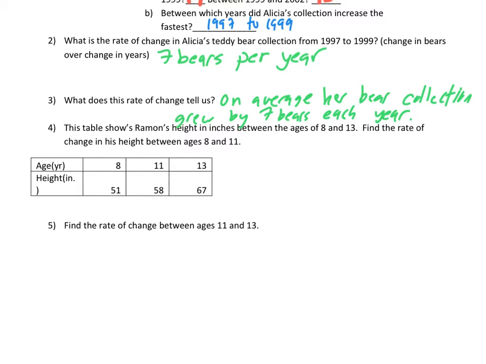So what is the rate of change of Alicia's teddy bear collection from 97 to 99? That's the change in bears over the change in years. We already found that as 7 bears per year. What does this rate of change tell us? It tells us that on average her bear collection grew by 7 bears each year. That's each 1 year, so that is a unit rate. So the rate of change is finding a unit rate. How much does it change each 1 year? Okay, let's go ahead and answer the next one.